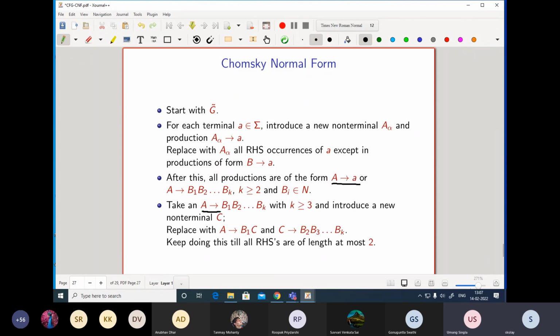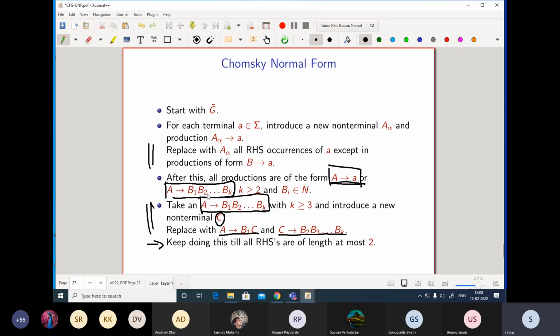Now, if you consider a production of this form, A going to a string from N star, we introduce a new non-terminal C, and this we can throw out and replace by A going to B1 C and C going to B2, B3 up to Bk. And we keep performing this step until all the right hand sides of productions have length at most 2. So this will be done exhaustively, at the end of which we will have productions only of these two forms. We leave productions of this form as they are.